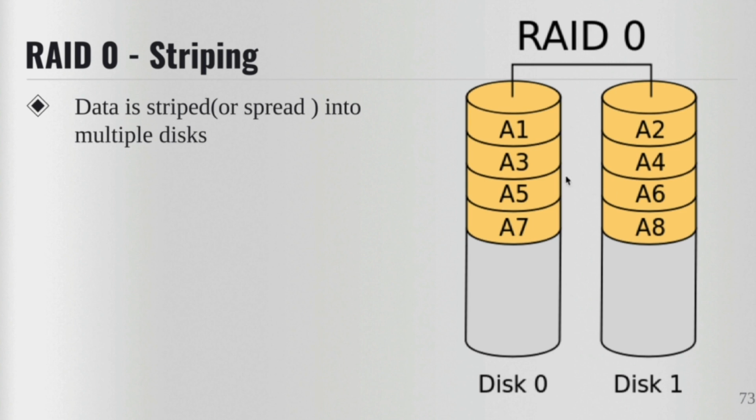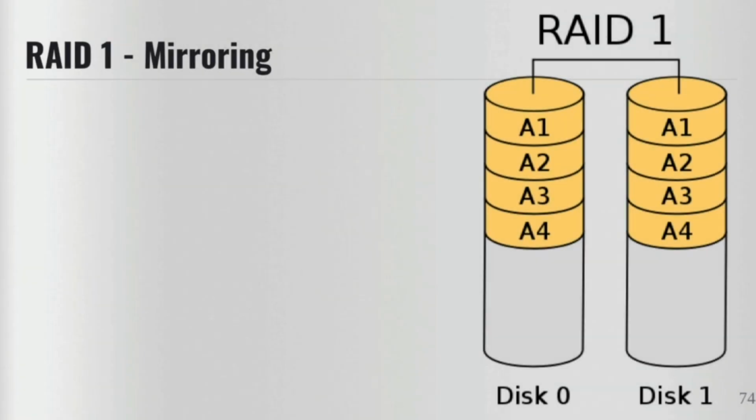Why? Because if one of the disks fails, then you've lost the data. So you definitely get performance, because you can read the data in parallel. Like if you want A1, A2 data, you can read A1 from disk 0 and A2 from disk 1. That's good for performance, but not for fault tolerance, because if one of the disks fails, you just lose the data.